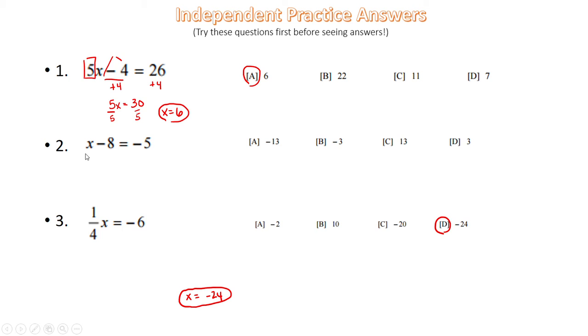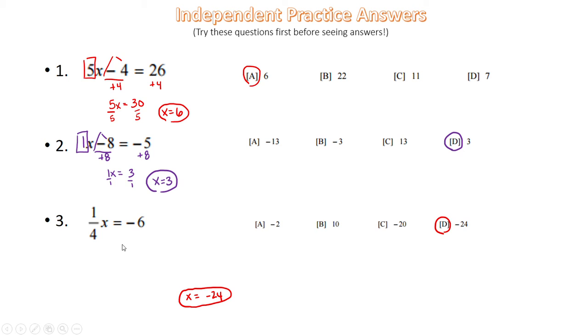On number 2, we're going to want to set up our rectangle to be the 1 that's in front of x, our triangle to be the -8. We always move the triangle next by doing +8 on both sides of the equation. So -5 plus 8, that becomes 3. Now if we divide both sides by +1, that's not going to change anything, so our answer is 3.